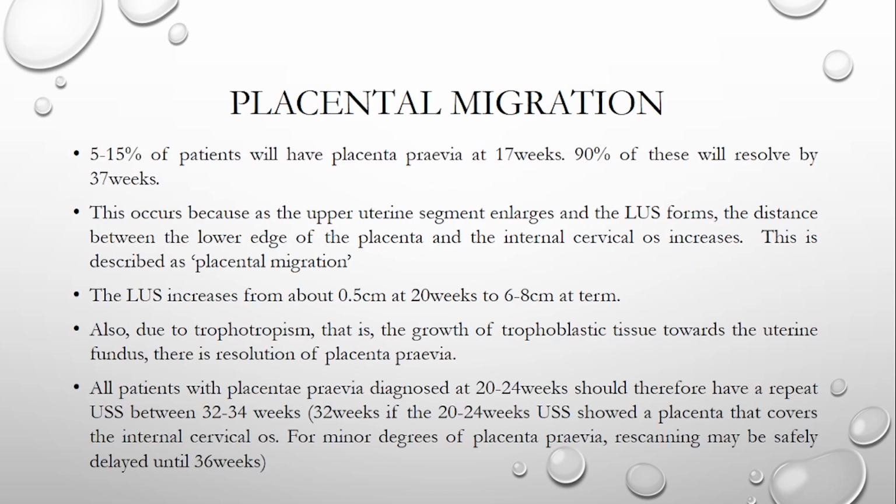There's what we call the placenta migration theory. In about 5 to 15% of patients with placenta previa at 17 weeks, 90% of this will resolve before 34 to 37 weeks. And this occurs because as the upper segment enlarges and the lower uterine segment forms, the distance between the lower edge of the placenta and the internal os increases.